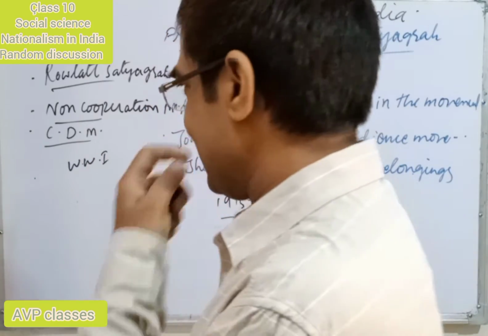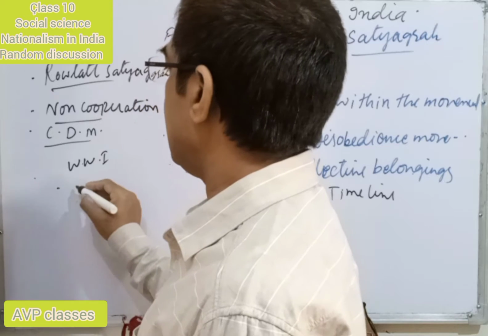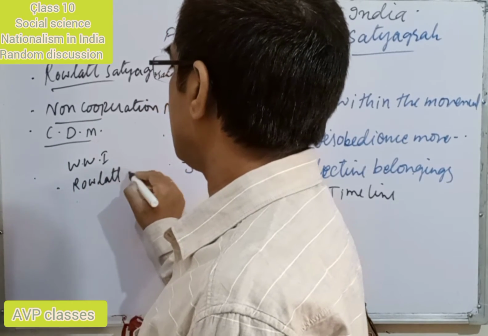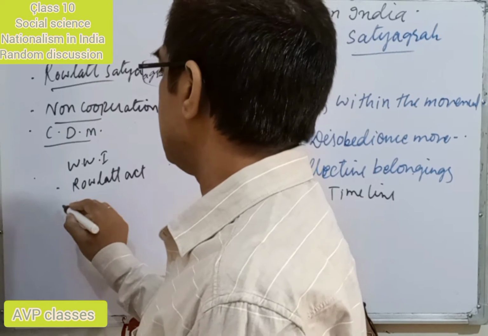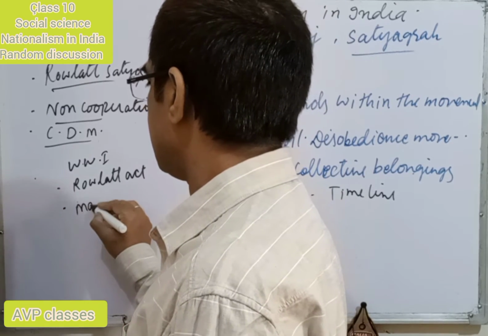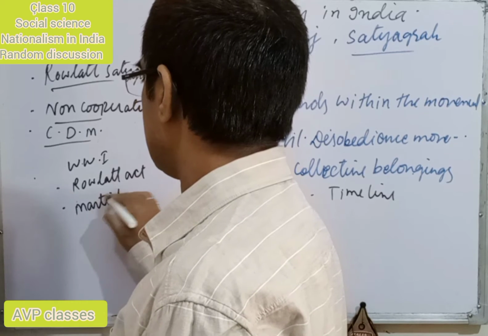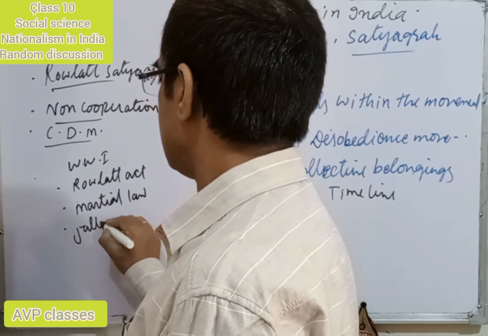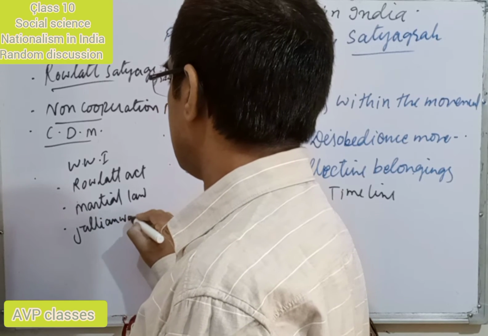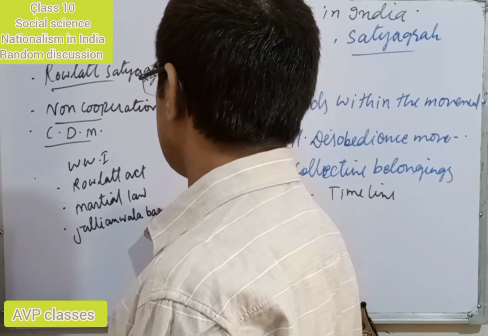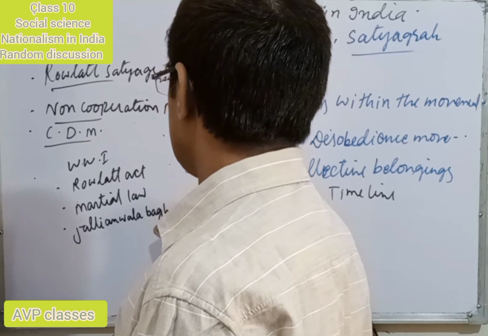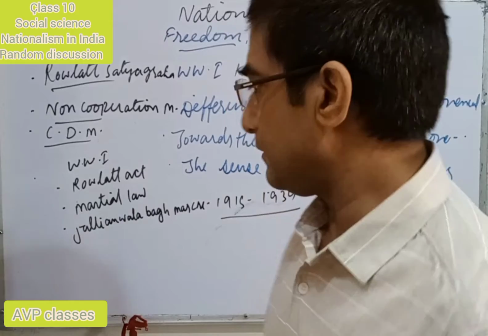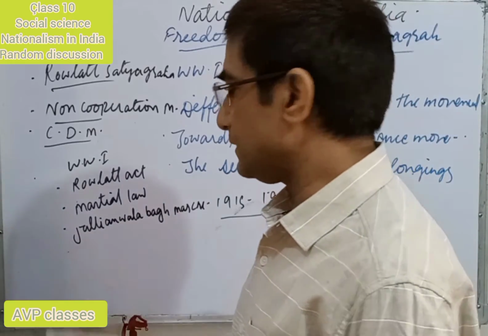Okay, na? The second is the Rowlatt Act, then martial law, then the Jallianwala Bagh massacre. Okay, na? These are the very important events in our whole lesson.